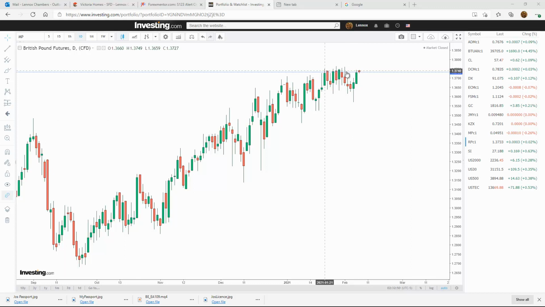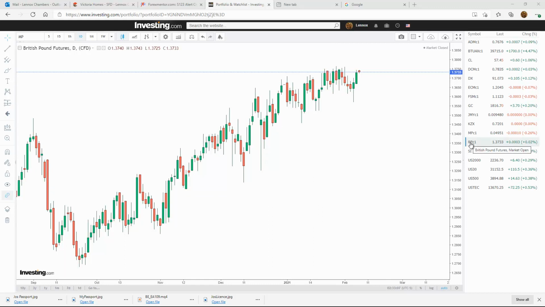Right now, again, we're right at resistance. So indeed, we could get a pullback first before we go, but right now there's lots of strength in the British pound to continue its assault to the upside.